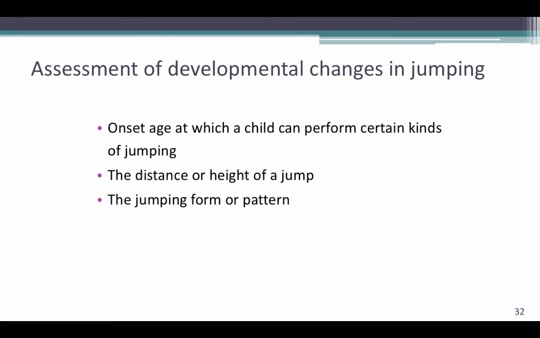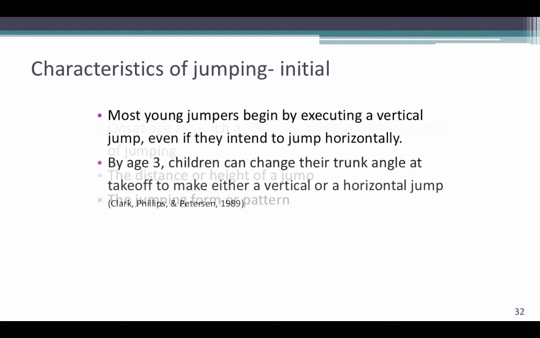So now we're going to move on and talk about jumping, because there are also developmental changes that take place. We need to look at the onset and when a child can perform certain jumping, the distance and the height of the jump, and the jumping form or pattern. Initial jumping is characterized by young jumpers executing a vertical jump, even if they are trying to jump horizontally. By 3 years, children can change their trunk angle and take off to distinguish between a horizontal and vertical jump.